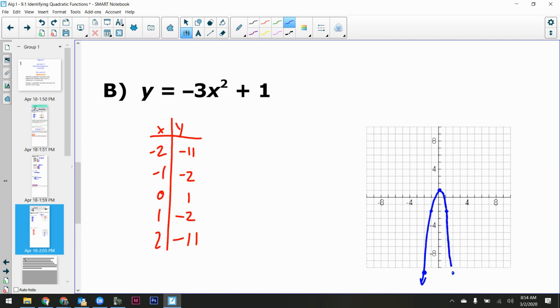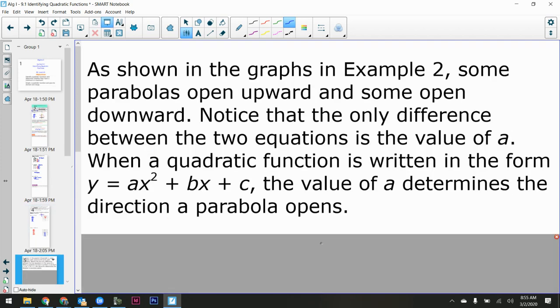Okay, so is it allowed to point downward? Yeah. I still see the rounded U shape. It's just flopped over, right? That's a math term. Flopped over. It's just reflected. That's a better word for it. Reflected. Okay, questions about that? Now, as shown in the graphs in example 2, some parabolas open upward and some open downward, right? So what are the rules?